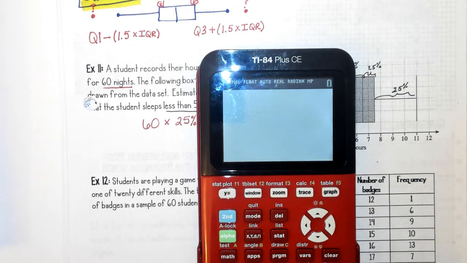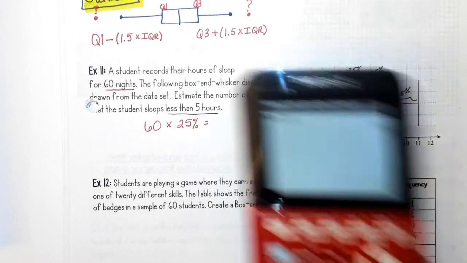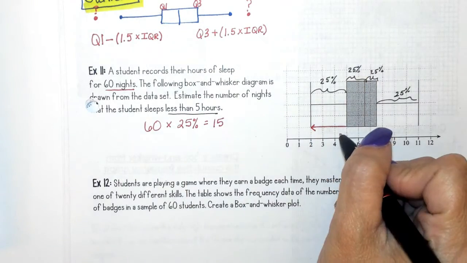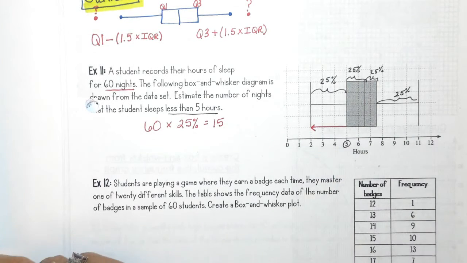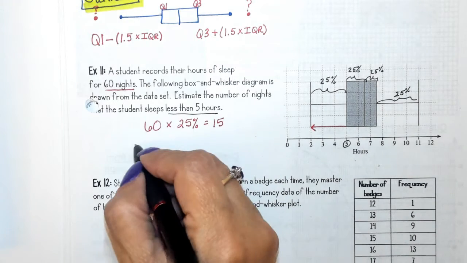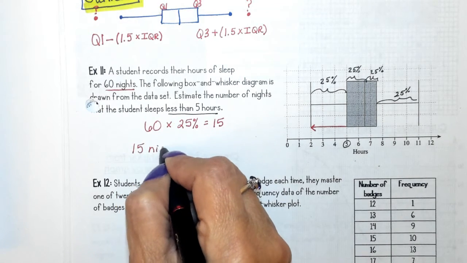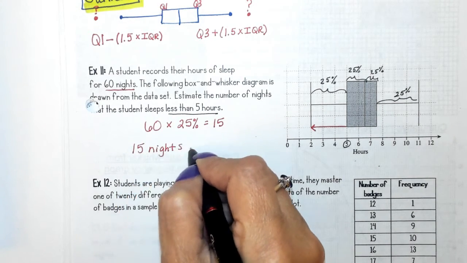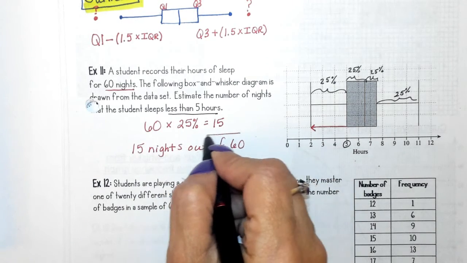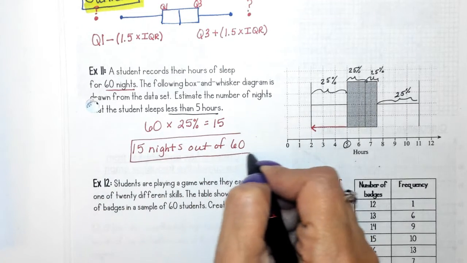So 60 times 0.25 is 15. Yes, that easy. So that means 15 nights represents how many nights he slept less than 5 hours. I keep saying 6 hours. So I'm going to say that 15 nights out of 60, he slept less than 5 hours.